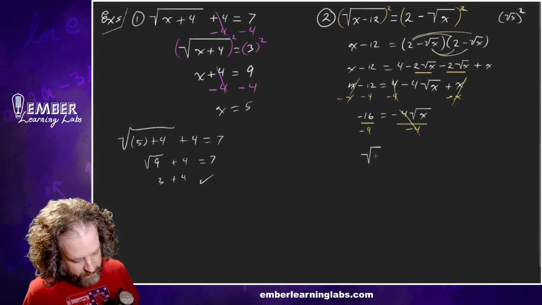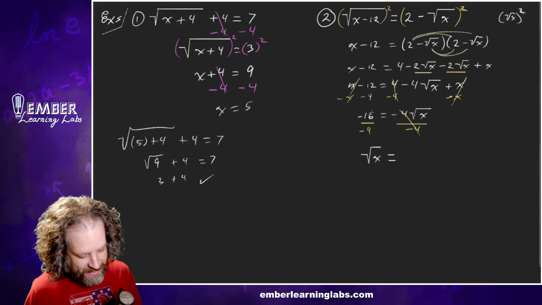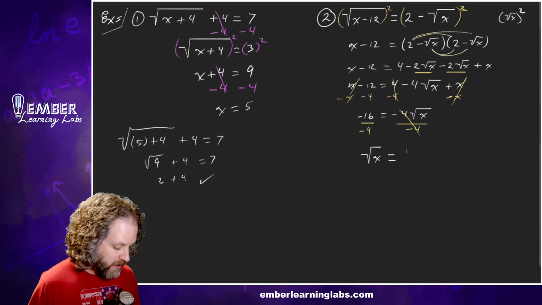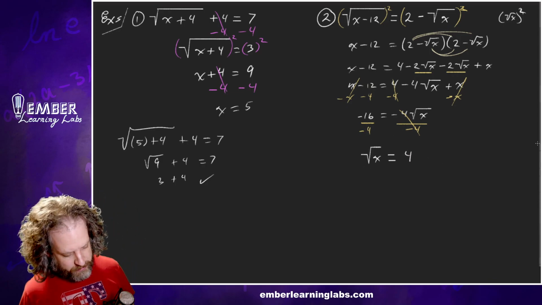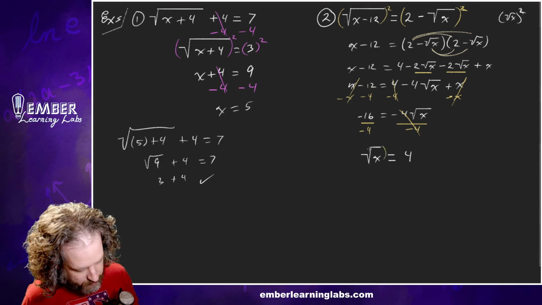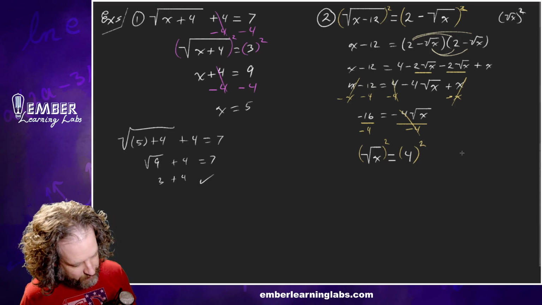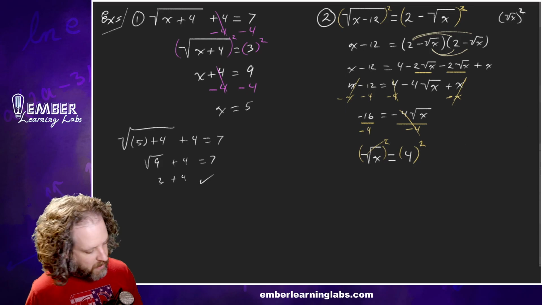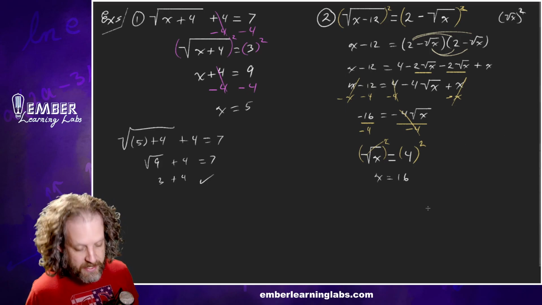I'm just going to flip it over here because we're used to having the variable on the left side. Makes us all feel nice, warm, and cozy. Negative 16 divided by negative 4 is positive 4. Get rid of the square root by squaring both sides. So we end up with x equals 4 squared, which is 16.